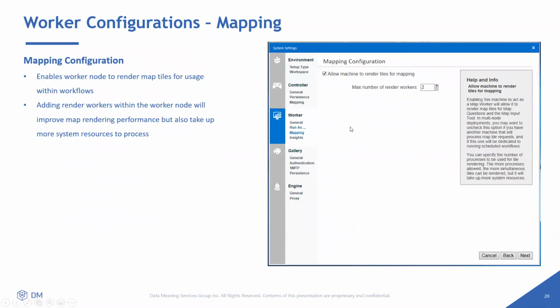The next area is that mapping configuration. So again, tied back to the controller, where you are caching and storing some mapping, this is kind of that extra step. You can enable a worker node to actually use some of its resources to help build and create map tiles. So again, the more you increase, the better performance with your map tiles, but you are going to start using up more and more of your worker node's resources.